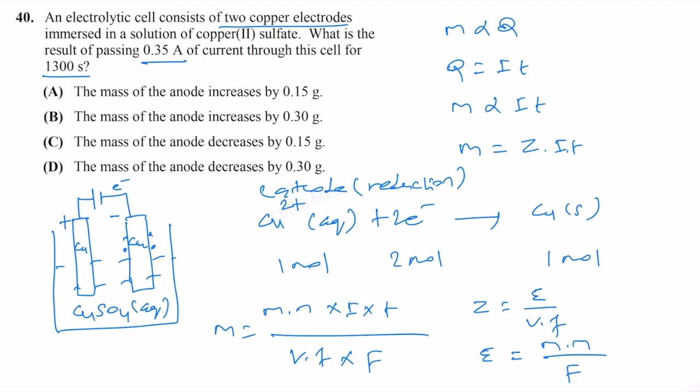This means that the mass of the anode decreases by 0.15 gram because that amount is gained by the cathode. Therefore, option C is correct.